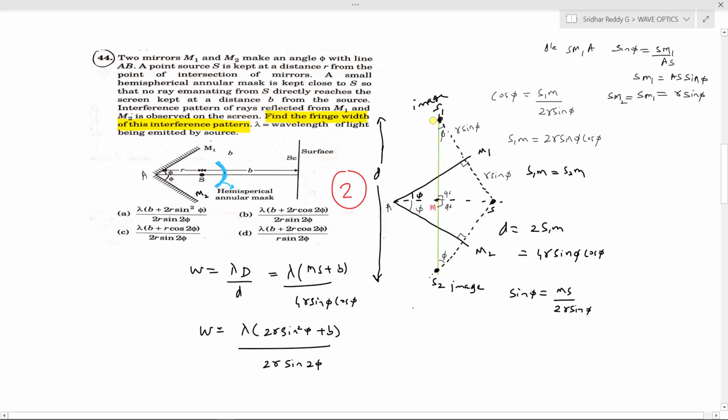So S1M should be equal to 2R sine phi cos phi. And S1M should be equal to S2M, because these are similar triangles. So now this becomes like the distance d between the slits. These two images act like point sources of light, coherent sources of light. So d is equal to 2 S1M, which is 4R sine phi cos phi. I got the distance d now.